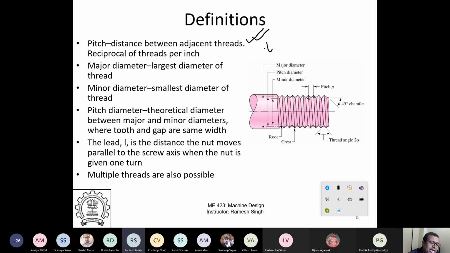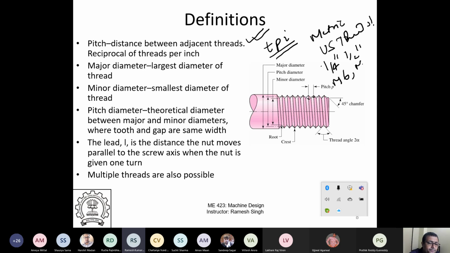The Americans use something very different, simply the same thing, but they call it threads per inch, TPI. So there are two basic standards existing today, and it's very important because you probably don't know that there are metric threads and US threads. If you buy anything from America, it will be quarter inch, half inch thread, quarter inch bolt, half inch bolt, and the standards are also different. And if you buy from India or Europe, it will have M6, M4, M3.